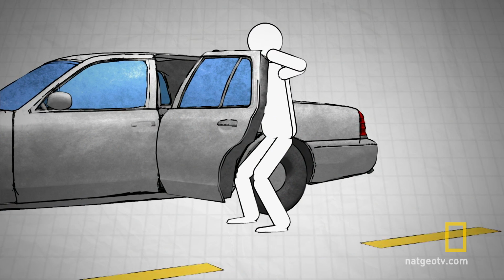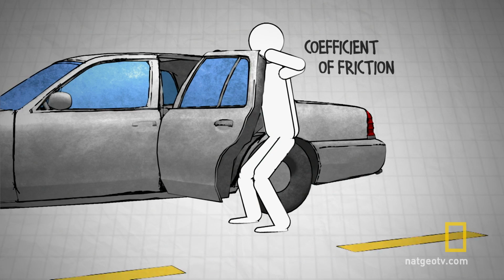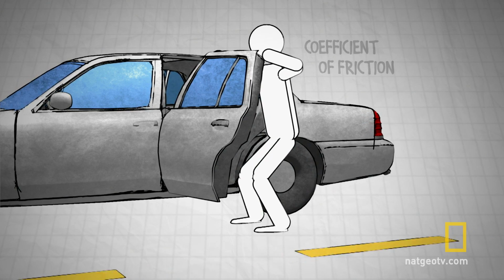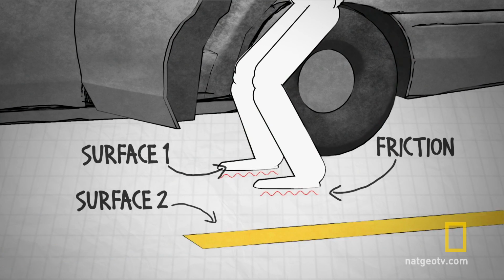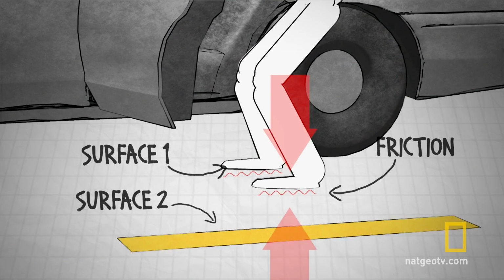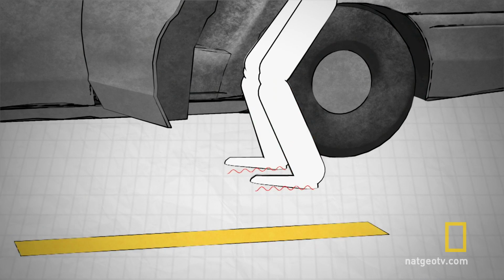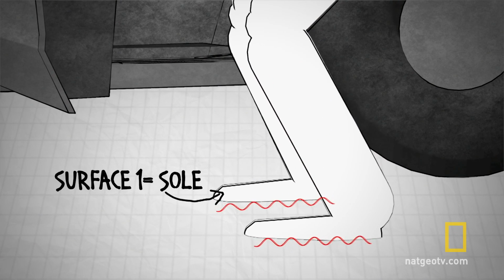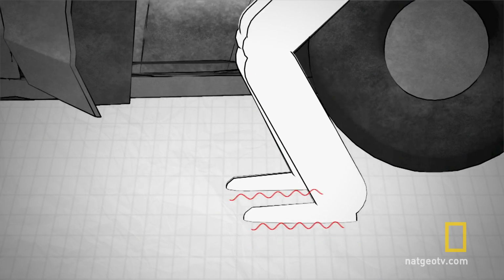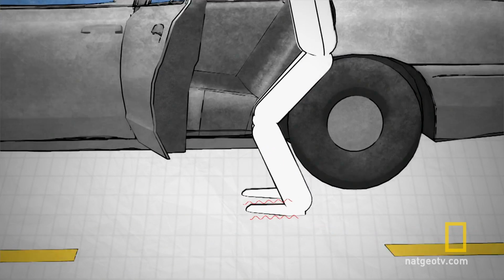The main element at play here is the coefficient of friction, which is the relationship of two forces: the force of friction between two surfaces and the force that pushes them together. Now, in this case, we need to find one surface, the sole of Johnny's shoe, that has the best coefficient of friction with the second surface, the road, so that Johnny can skate along smoothly.